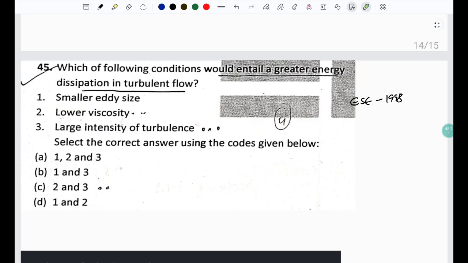Then second point was the lower viscosity. In this, viscosity is the property responsible for dissipating energy. Lower viscosity means that there is less resistance to flow, hence less energy dissipation. Hence lower viscosity पे कम energy dissipate होगी, whereas higher viscosity पे ज़्यादा dissipate होती. Hence this was not correct. So the only option was 1 and third, that is B. Higher turbulence से तो ज़्यादा kinetic energy होने के कारण ज़्यादा dissipation होना ही है. So I can say that smaller eddy sizes and large turbulence intensity would lead to greater, whereas the lower viscosity will lead to less energy dissipation.